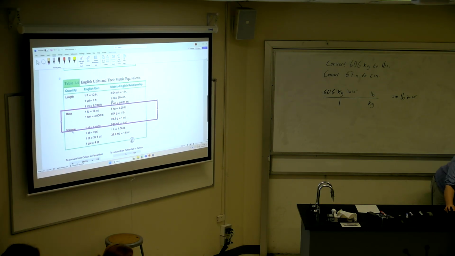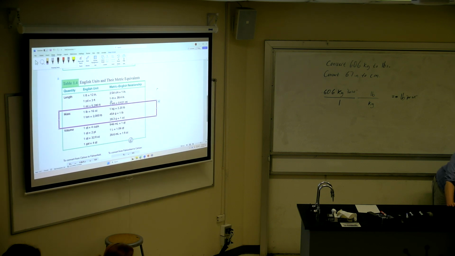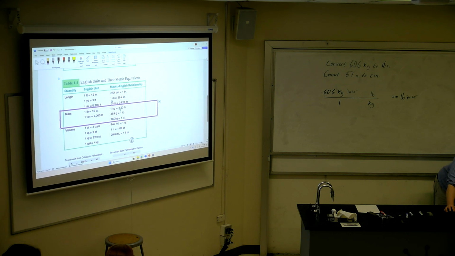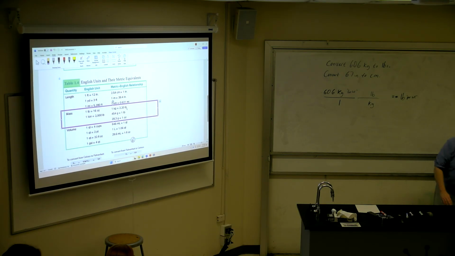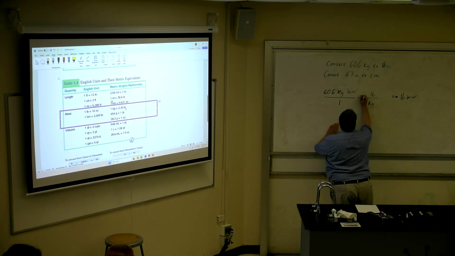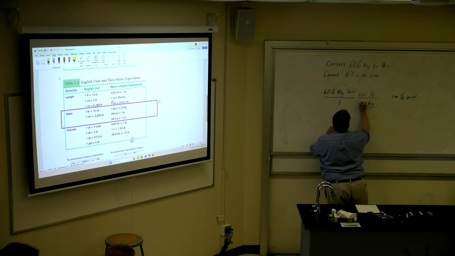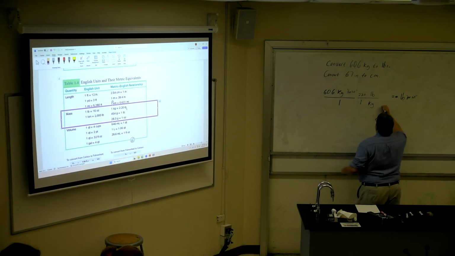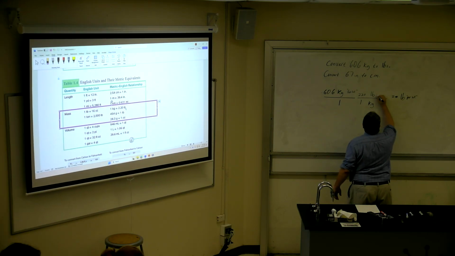And you look in here, that's why I got this little box. The masses are right here. So somewhere in there should be what you're looking for. Right here, 2.20 pounds is 1 kilogram.